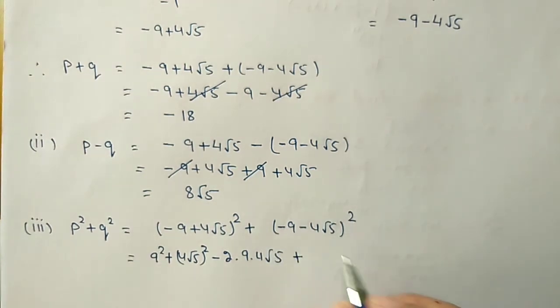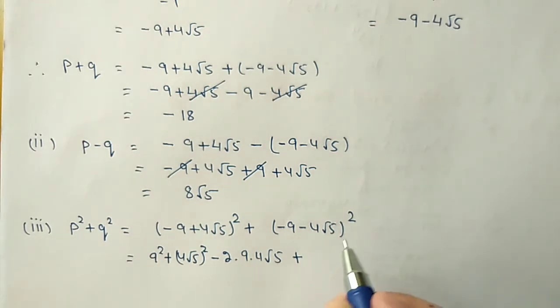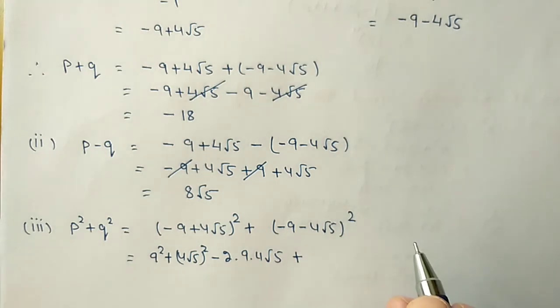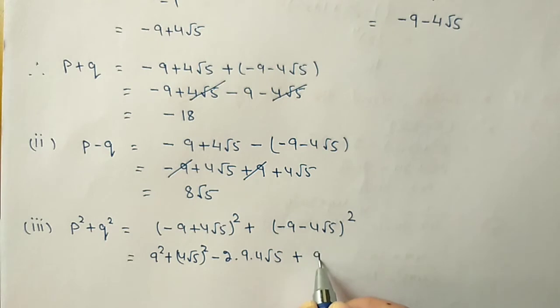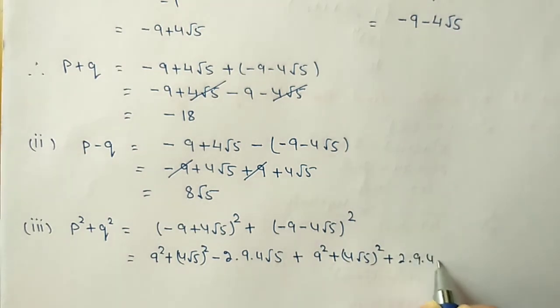This second one, minus we can take out common, or with minus also we can do. So if you take out minus common, minus square it will become plus, and then you can use a plus b whole square formula. So we will get here 9 square plus 4 root 5 whole square, then plus 2 into 9 into 4 root 5.